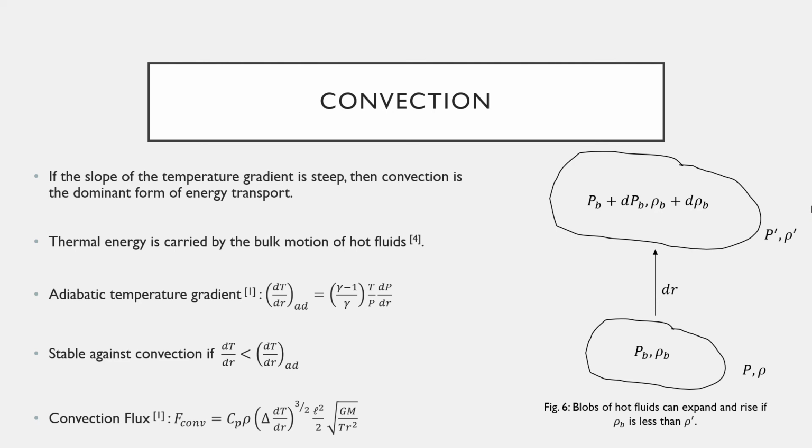If the temperature gradient becomes steep, then convection takes over. Convection involves the bulk motion of hot fluids. If the density of a bubble is less than the density of the environment, the bubble can expand and rise. Eventually, the bubble will contract and sink back down. There is stability against convection if the adiabatic temperature gradient is less than the temperature gradient. If this is true, then radiative transport takes over once again. We can also calculate the convection flux using the density and heat capacity due to pressure.